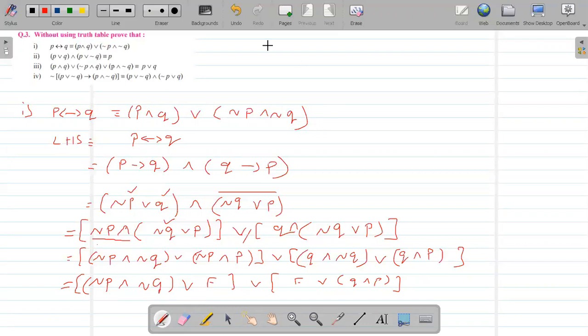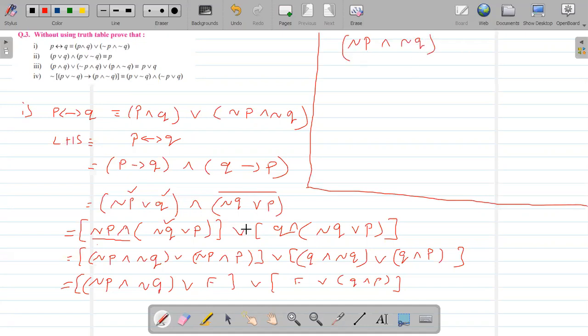So I will write here, in the very next statement, I will directly say negation P and negation Q, and this middle sign will remain as it is. Similarly, the same thing applies here because we can ignore false since it's a disjunction sign, right? So I will directly write Q and P.